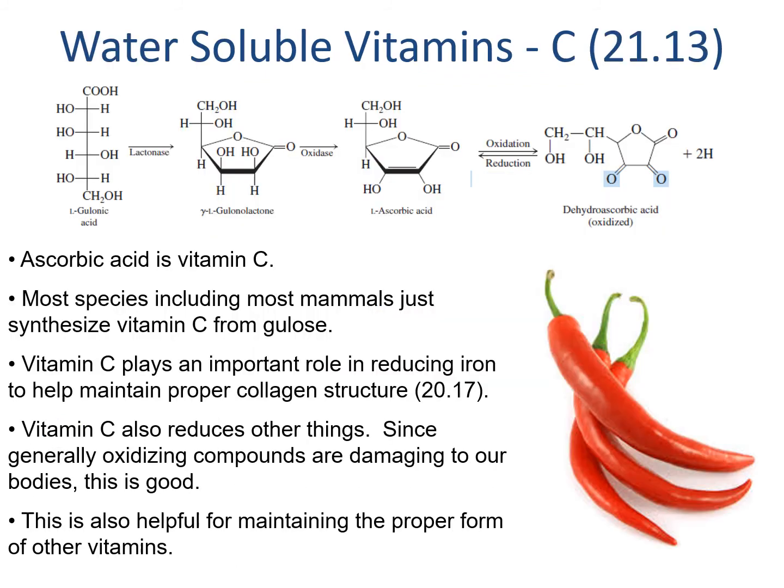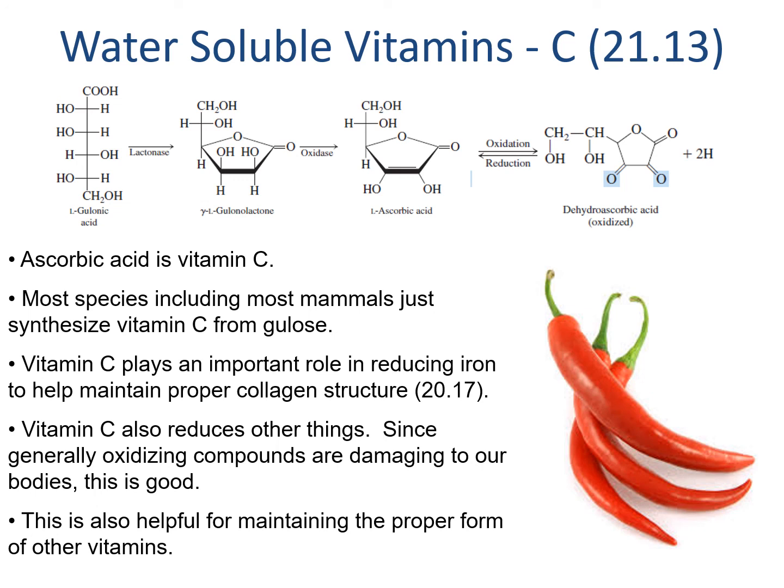The first of our water-soluble vitamins is vitamin C. Vitamin C is also called ascorbic acid, so many times on an ingredients list you'll see ascorbic acid. In most species, ascorbic acid or vitamin C is synthesized naturally from the carbohydrate glucose. However, in humans, it is not possible to synthesize vitamin C from glucose, and so it's essential.